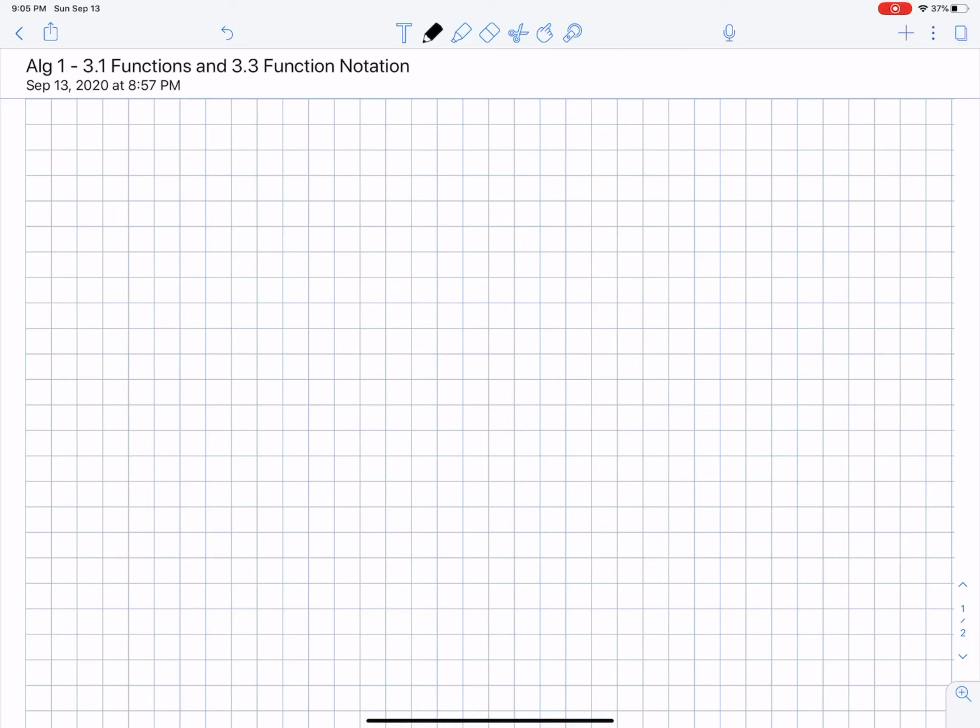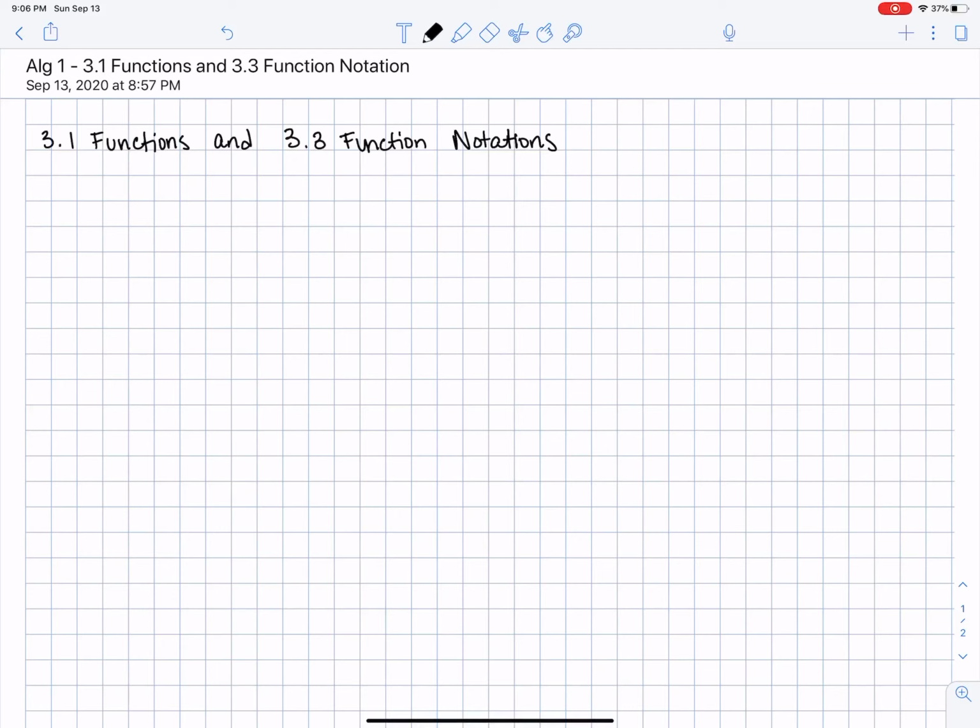Algebra 1. So we're actually going to go ahead, we're going to be talking about two sections today. We're going to talk about 3.1, which is all about functions. And we're going to jump a little bit to 3.3, which is function notation, meaning how you write functions. So definitely going to go ahead and talk about both of those today.